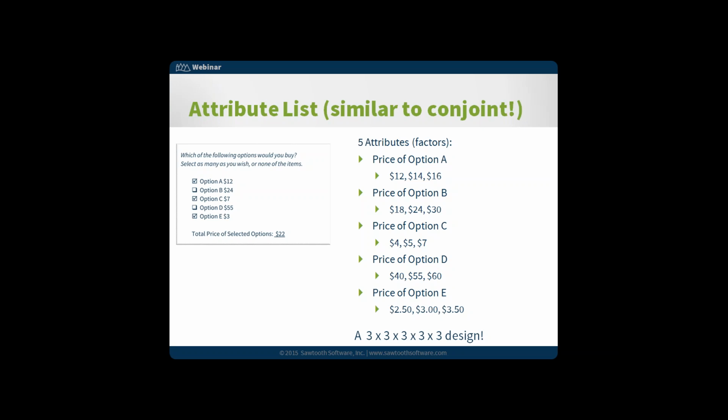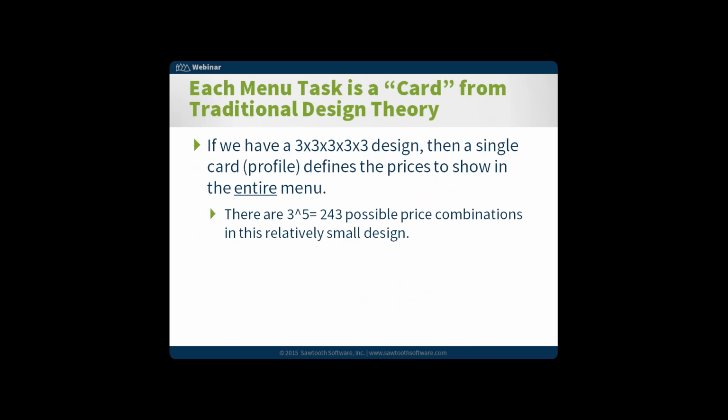And then you're just going to design the experiment like you regularly would do for a Paul Green rating style 1970s traditional conjoint analysis study, 5 attributes, each with 3 levels. So if we have this 3 to the 5th design, then each card or profile, and again, think in terms of 1970s Paul Green card sort conjoint idea, each card really defines the prices that you're going to show on the entire menu. So one profile drives what the menu shows. And for the full factorial, there would be 243 possible price combinations in this particularly small design.